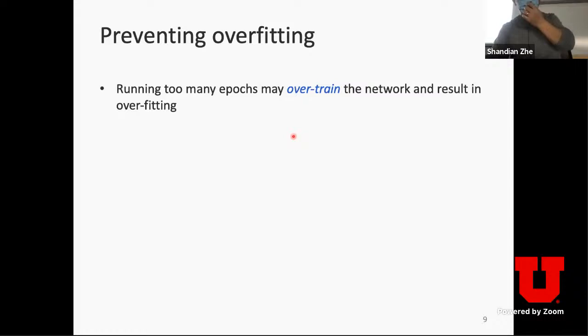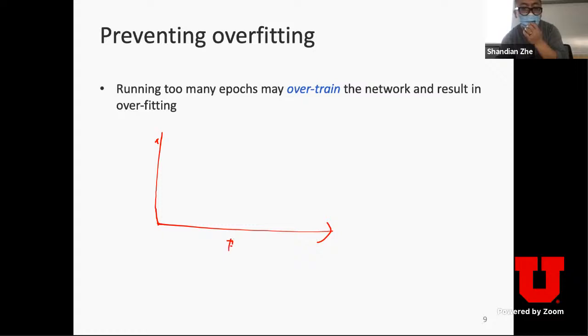So imagine that we have discussed this phenomenon. The x-axis is the number of epochs, and the y-axis is the error. If you look at the training error, you might see it keeps decreasing. But how about the test error?